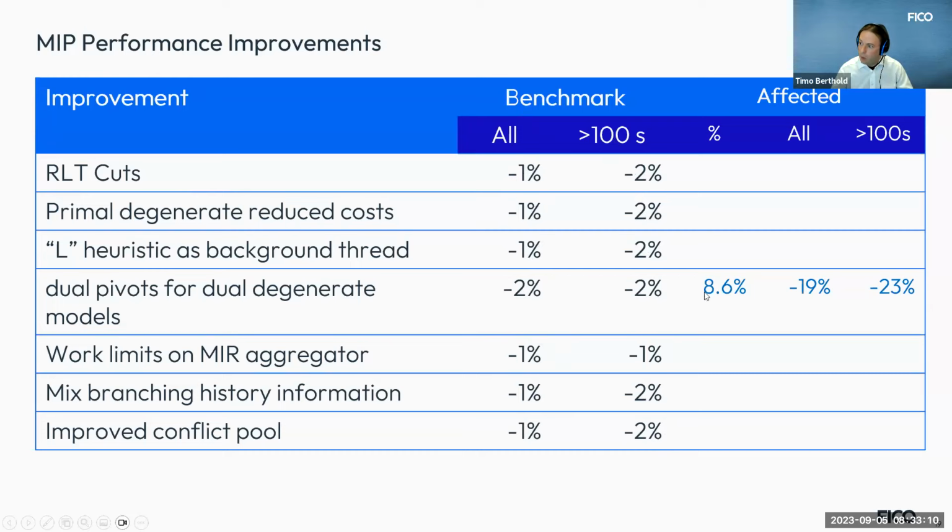Some of them give only tiny improvements overall, and they only apply to a very restricted set of models, like these dual pivots for dual degenerate models, which apply to only 9% of the MIPs in our test set. But this one is a very effective technology, which makes them something like 20% faster. Overall, taking all of these together, you will still see a significant speedup, as I will show you in a few slides.